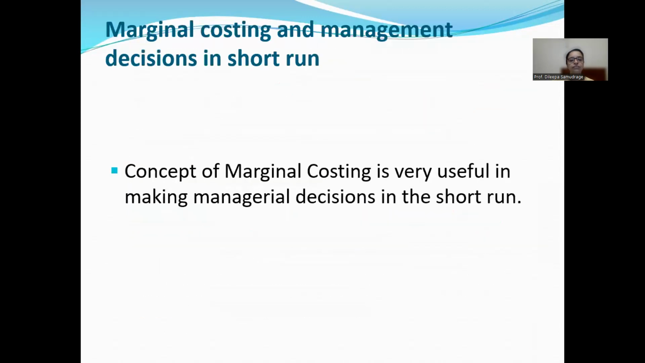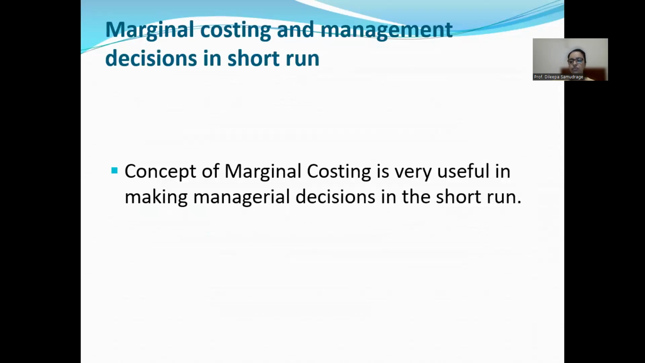Okay. So now let's move to marginal costing and management decisions in the short run. The concept of marginal costing is useful in making managerial decisions in the short run, right? At the beginning I also told you CVP analysis is mostly used for short-run decision making, but sometimes we take strategic decisions also using CVP analysis. Basically you do short-run decisions using CVP analysis, right?